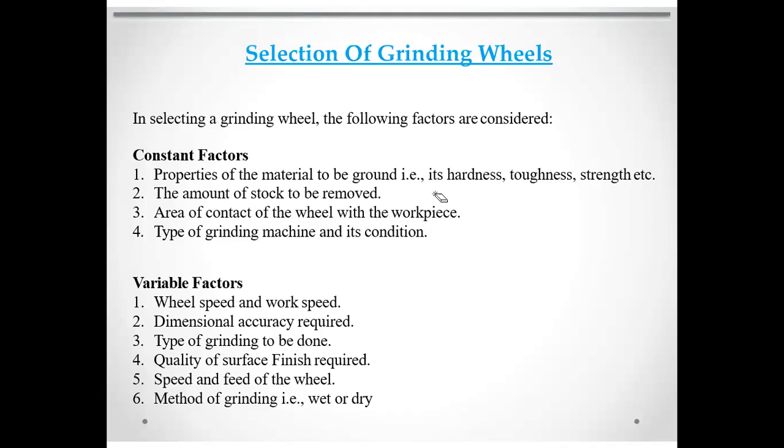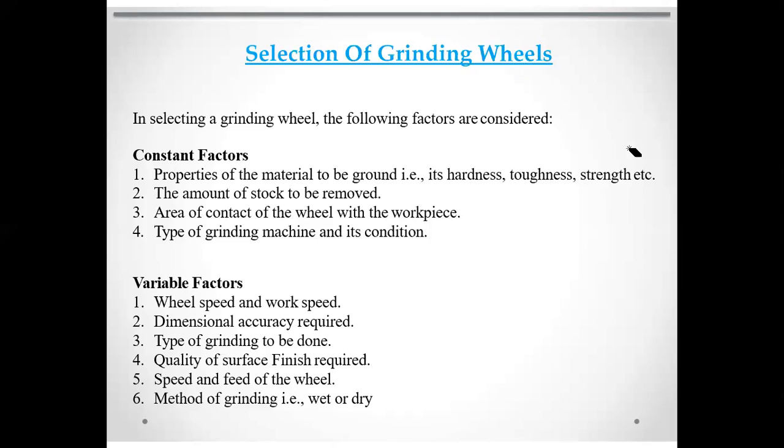Then there are the variable factors, that is, wheel speed and work speed. At which speed your workpiece, or your cutting tool, which is nothing but the grinding wheel, is rotating. These are the variable factors, right? These are not constant; they can be changed. If you take a gear drive, or whatever electric motor you have, by controlling the voltage and current you can change the speed of the grinding wheel. So these are variable. Initially, the factors we discussed are constant, with no change in them, but here you can adjust, you can change it, like speed.